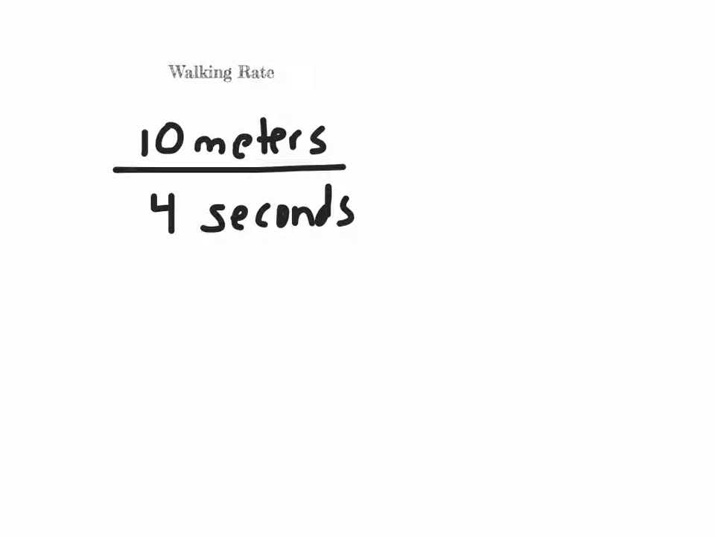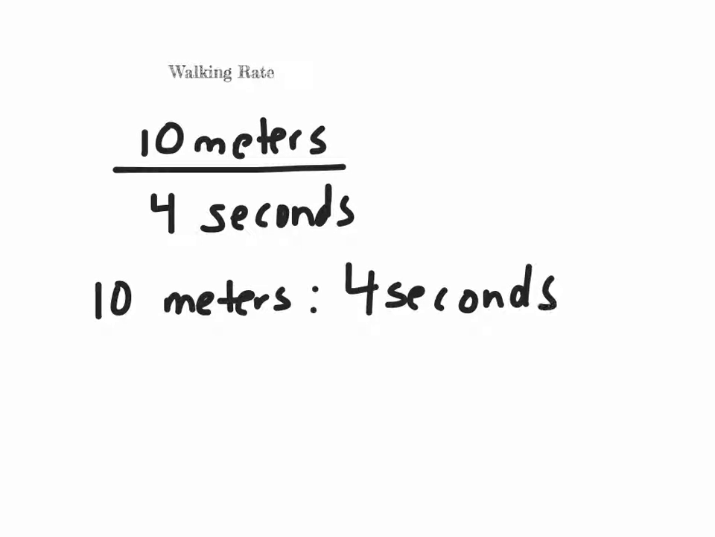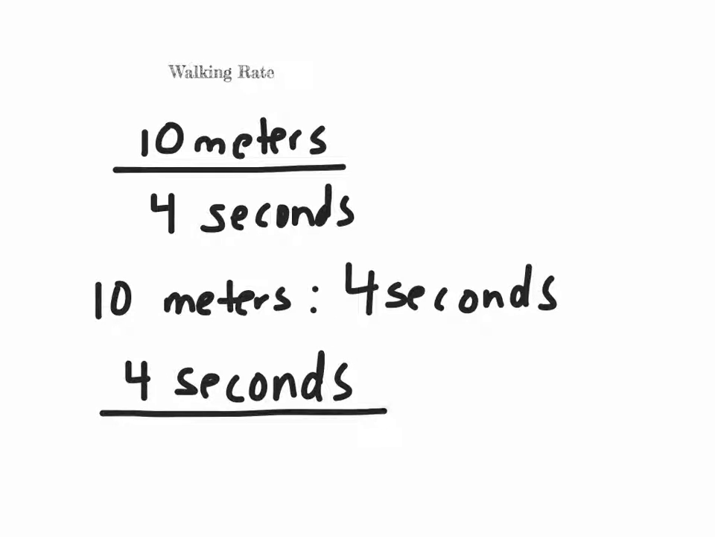You don't have to write it that way. You might choose to do meters with a colon for every 4 seconds, or whatever your time was. You might also decide that in some cases you'd rather put 4 seconds, or your seconds, whatever amount of seconds you took to walk the 10 meters, before your meters. Whichever way you choose is going to help you to manipulate the information a little bit more.